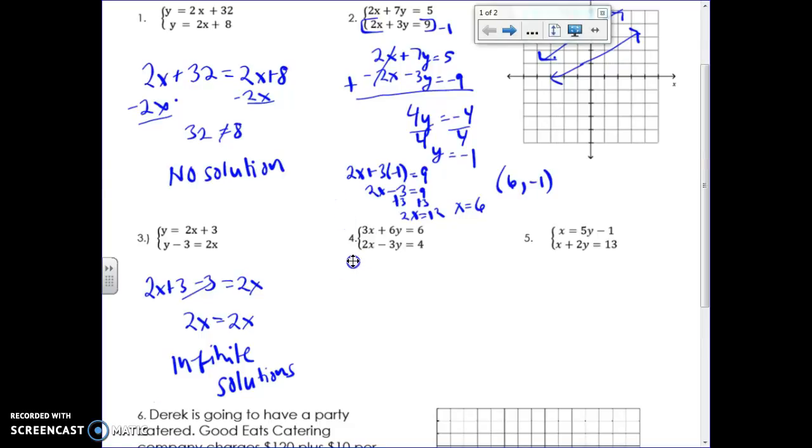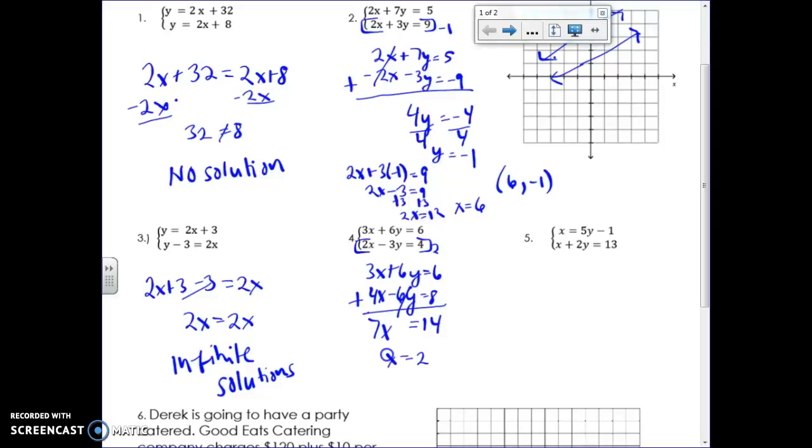Alright, for number 4, I'm going to change one of these so that I can cancel out. I notice that these have the opposite signs. I have a positive and a negative, so I want to change this 3y to a -6y. So to do that, I'm going to multiply this entire equation by 2, and when I do that, I get 3x plus 6y equals 6. Bringing down my original equation, my second one would be 4x minus 6y equals 8. Add those two together, I get 7x equals 14, x equals 2.